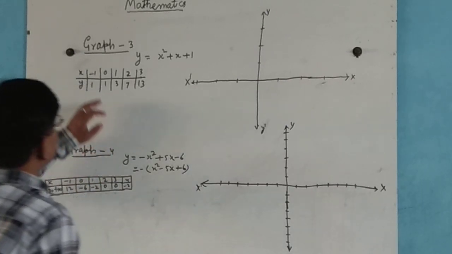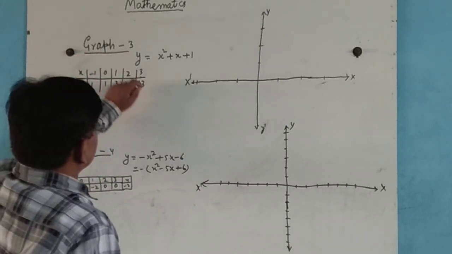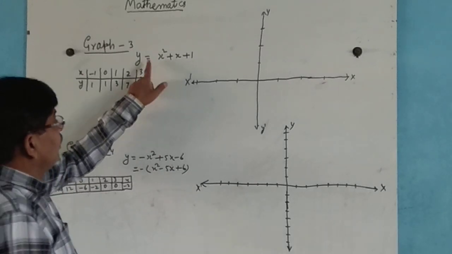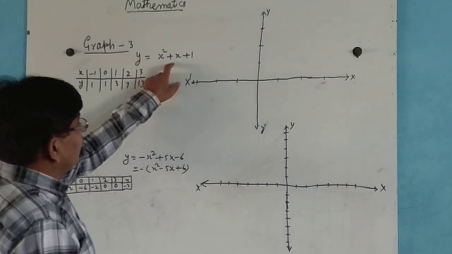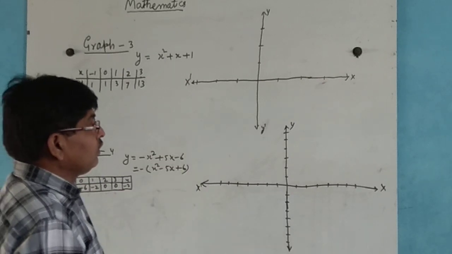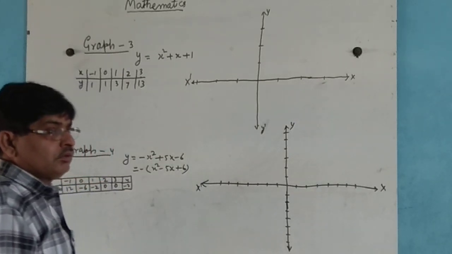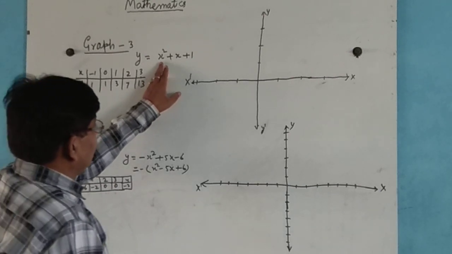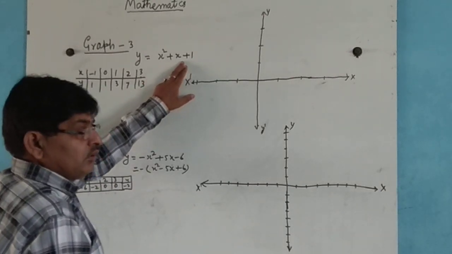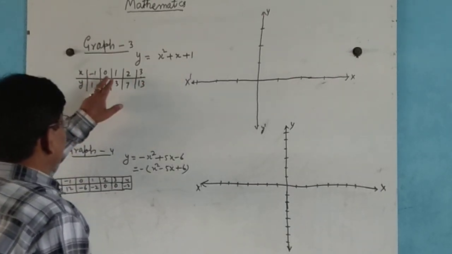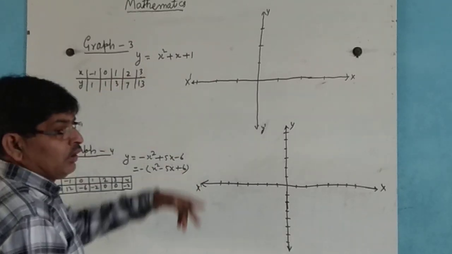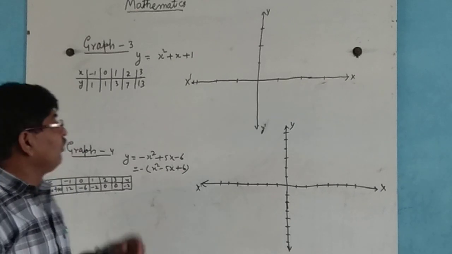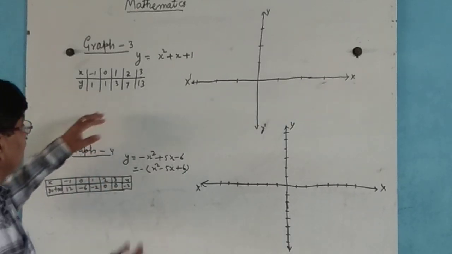Now graph three. Here this is a quadratic equation: y equal to x square plus x plus 1. First of all, according to our method, we put the values of x as -1, 0, 1, 2, 3 and so on. Corresponding to these, we get the values of y.